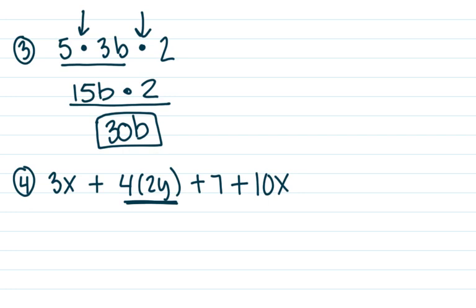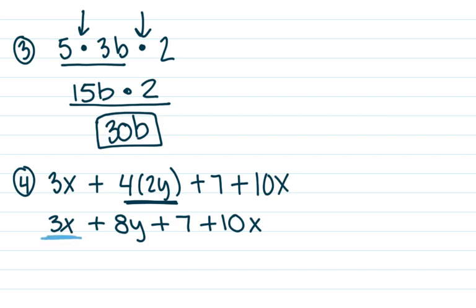This is 4 times 2y. Now, when I multiply with variables, it's the same thing as normal multiplication. You just stick that variable on the end. So 4 times 2 is 8, and it's going to be 8y's now. So plus 7 plus 10x. So here's our new expression that we need to simplify and combine some things together.